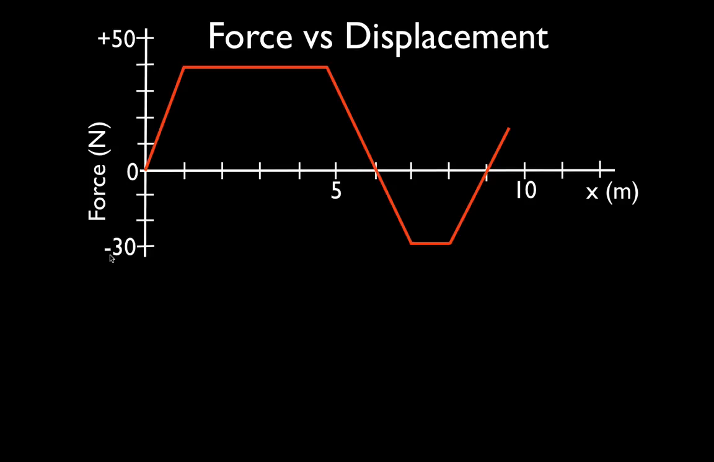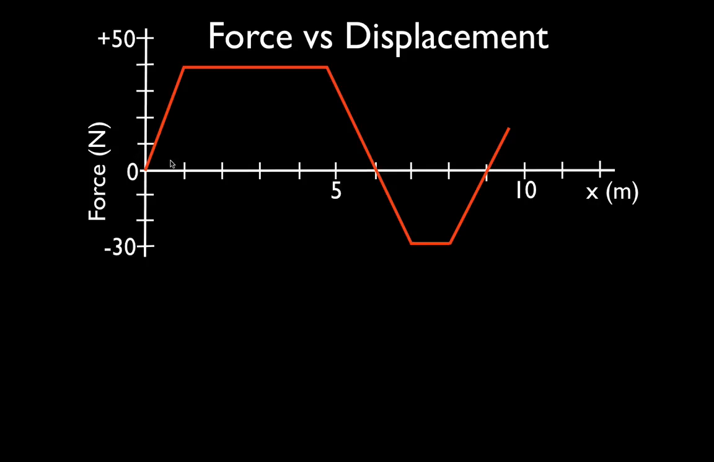Here is our force versus displacement graph. It's not force versus time. We're used to seeing time maybe on the x-axis, but this is force versus displacement. The force is measured in newtons. Positive above the x-axis, below the x-axis it's negative, meaning that the force has changed direction. Or the net force has changed direction.